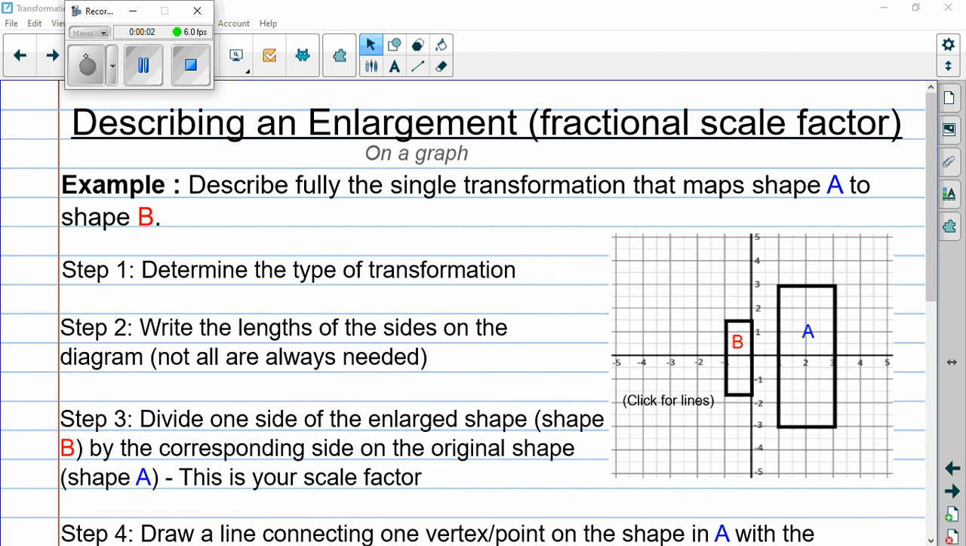Hello and welcome back. Today we're going to describe an enlargement, this time when it has a fractional scale factor. So what is this actually going to look like? Our example, as always: describe fully the single transformation that maps shape A to shape B.